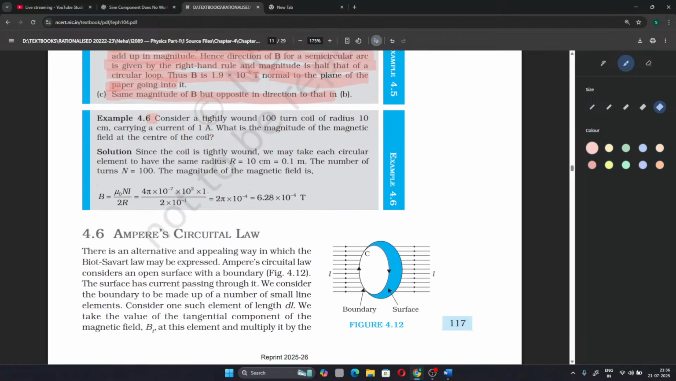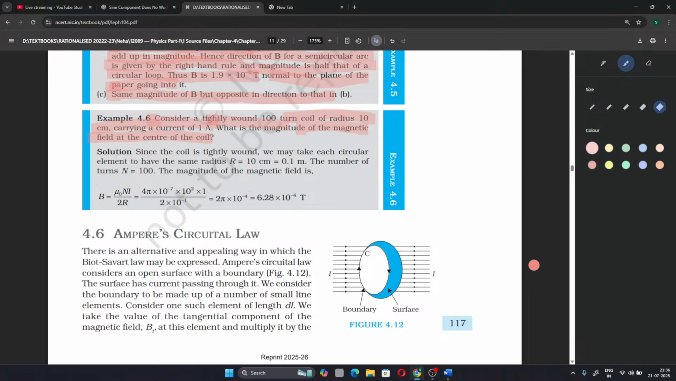Now let's consider the next example: consider a tightly wound 100-turn coil of radius 10 centimeter carrying a current of 1 ampere. What is the magnitude of the magnetic field at the center of the coil? There is a coil having a radius of 10 centimeter. It is wound into 100 turns. It's carrying a current of 1 ampere. What is the magnitude of the magnetic field at the center of the coil?